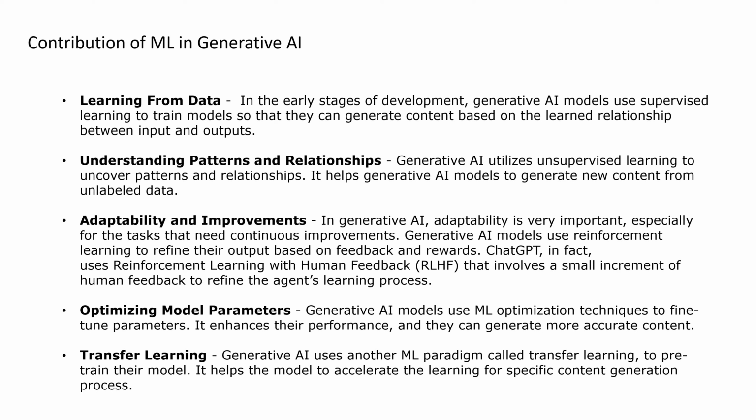Then we have transfer learning. Transfer learning is used to pre-train the model. It helps the model accelerate learning for a specific content and generation.